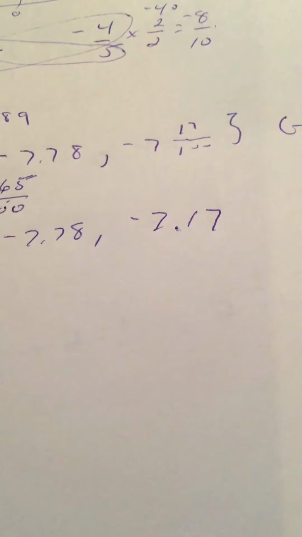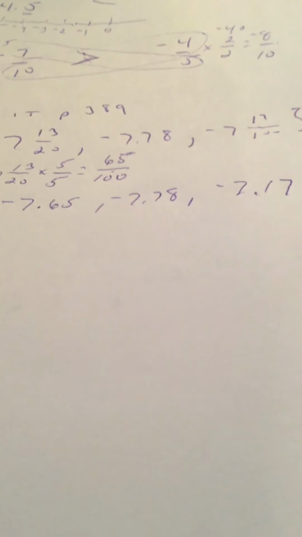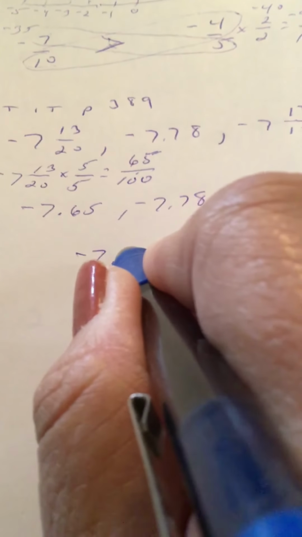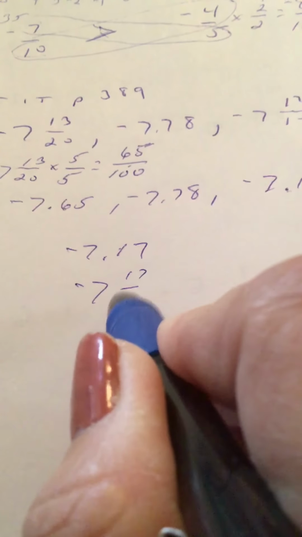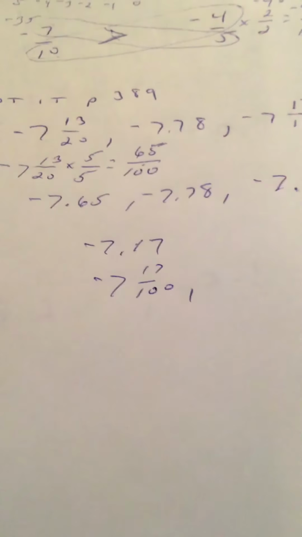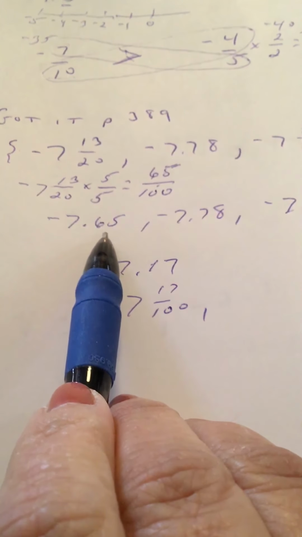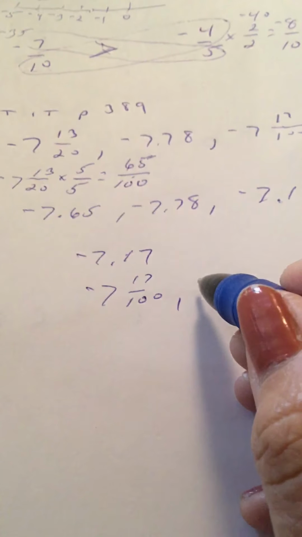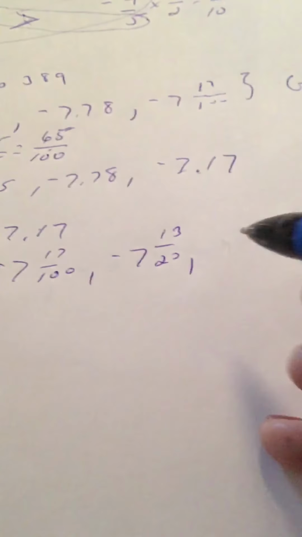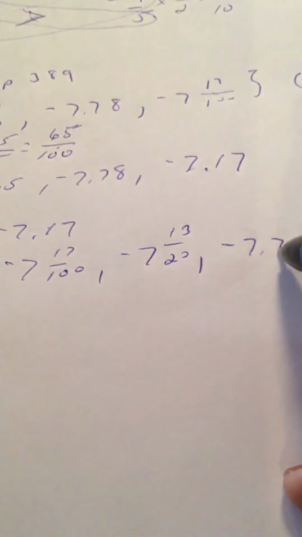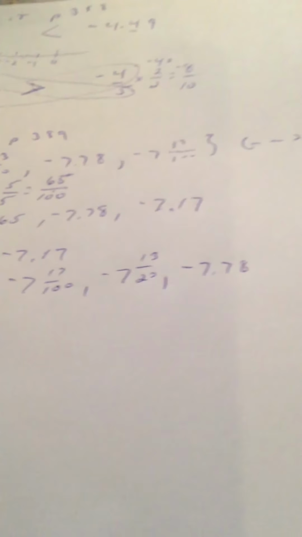So now it says greatest to least. Which one did you put first? My number line, 7.1 or 17, which is also known as 17/100 is first. Then I go to dot 6, -17, -7 rather. And then I go to -7 and 78. Greatest to least.